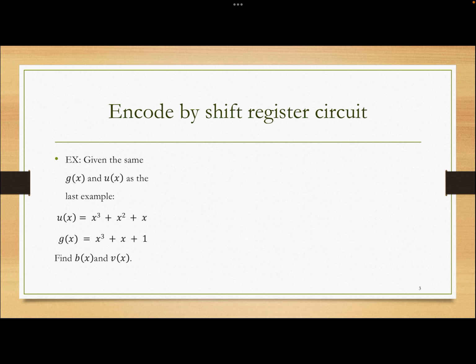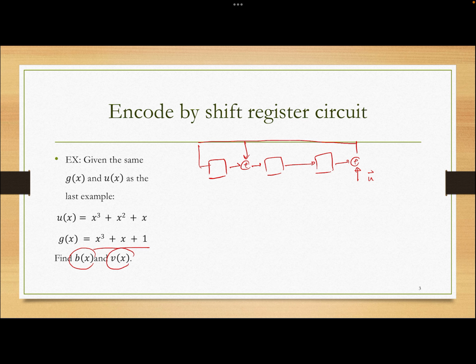Okay, now let's look at how to encode. Okay, given that we have the shift register circuit already, so I draw it again, draw it many times, to make it so that you can see it clearly, how to draw this. Okay, so this is the G(x) of x cubed plus x plus 1, and we want to find the parity polynomial and the code polynomial.